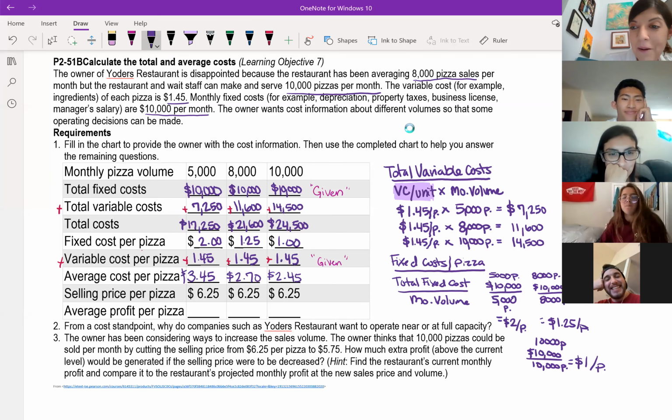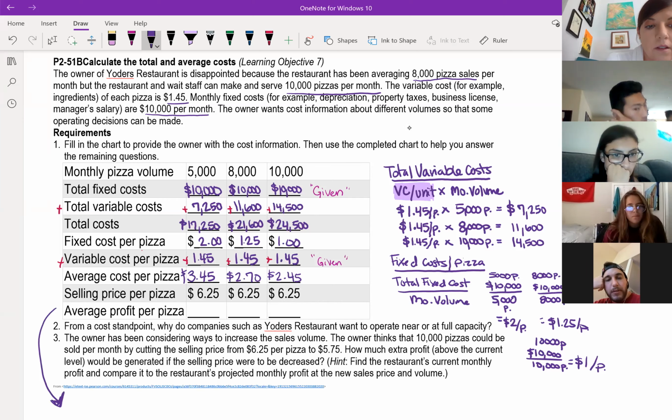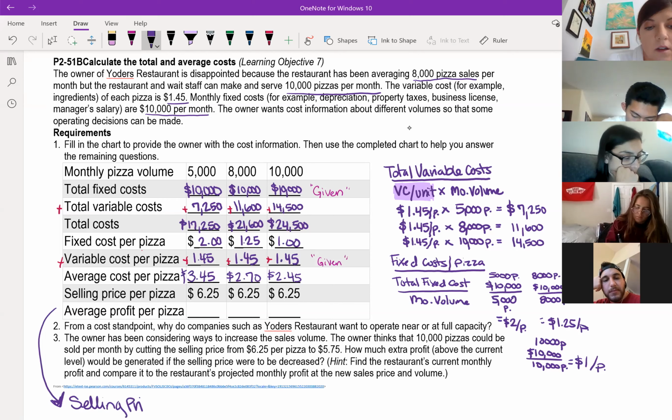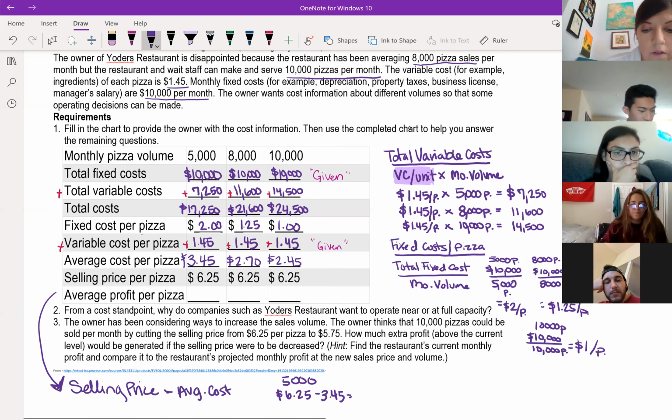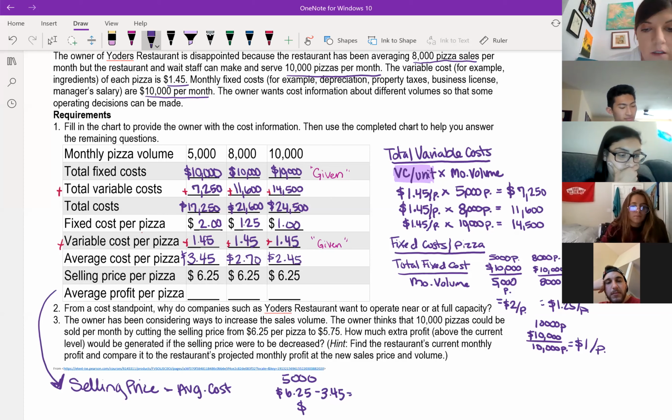Anyways, moving on. So, selling price is $6.25. How do I calculate the average profit per pizza? I'm just going to go down here. And you subtract the selling price and the average cost. Yeah, so I'm going to take this selling price and then I'm going to subtract out the average cost. So at 5,000, we're going to take $6.25 minus $3.45 to get an average profit of $2.80.